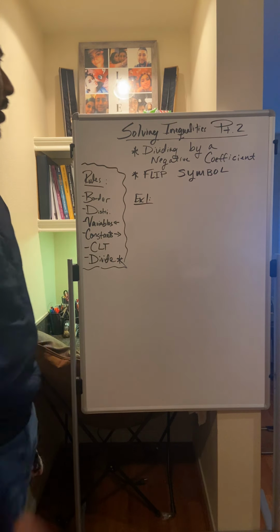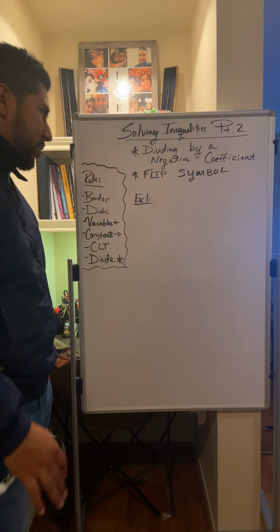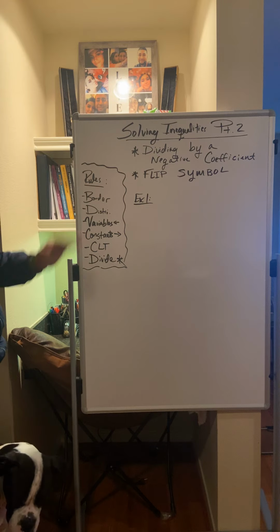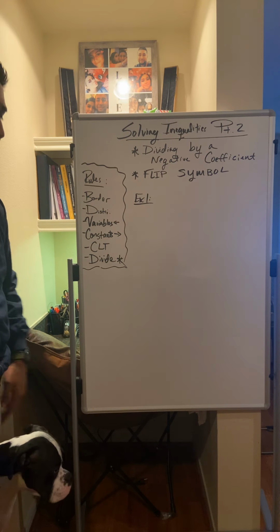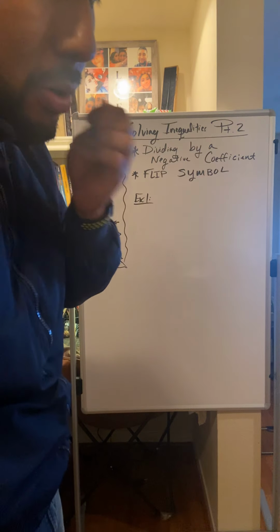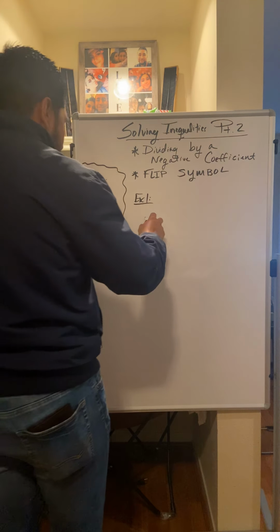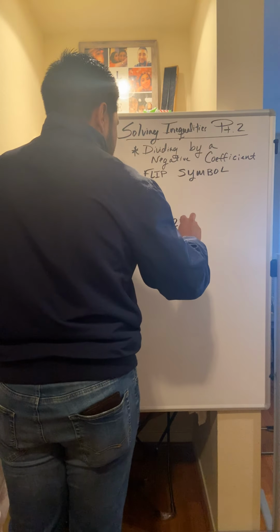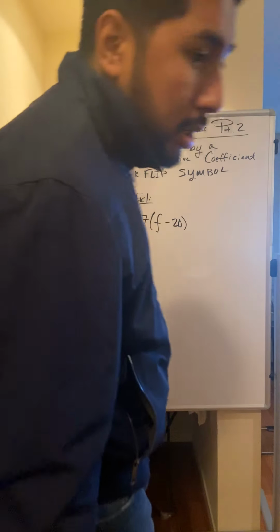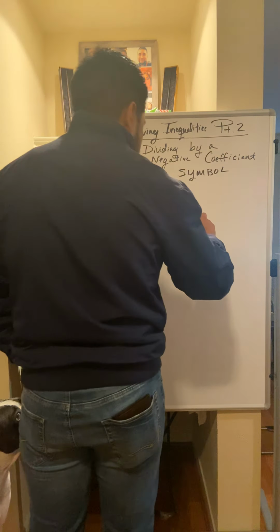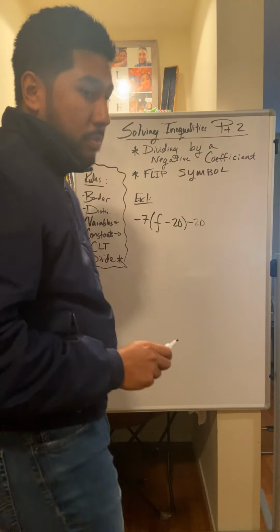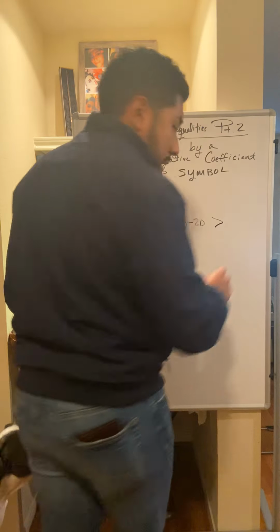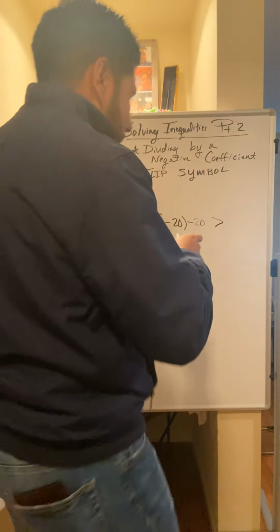But anyways, part 2 of solving inequalities. Yesterday, Thursday, I went over the rules, making sure that we follow each one step by step. Forgot to write the problem, no worries. Let me write that down real quick. Got -7, parentheses, f, minus 20, parentheses, minus another 20. It's greater than, did I put -13? Let's check it out. Yeah, -13.